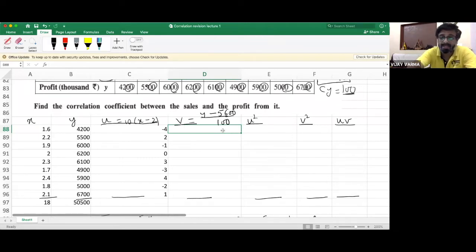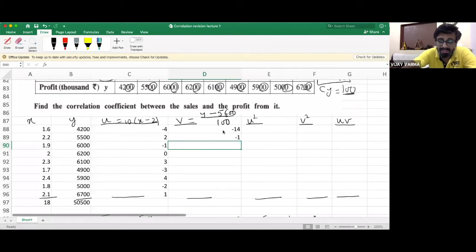Now 4200 minus 5600, divided by 100. Directly do it in your calculator. 4200 minus 5600 divided by 100, you must get minus 14. 5500 minus 5600 divided by 100, you must get minus 1.